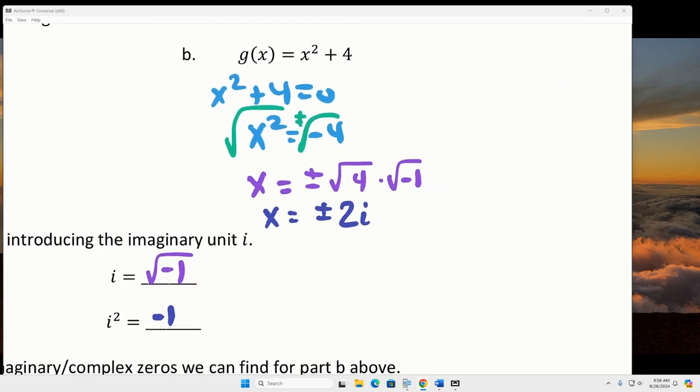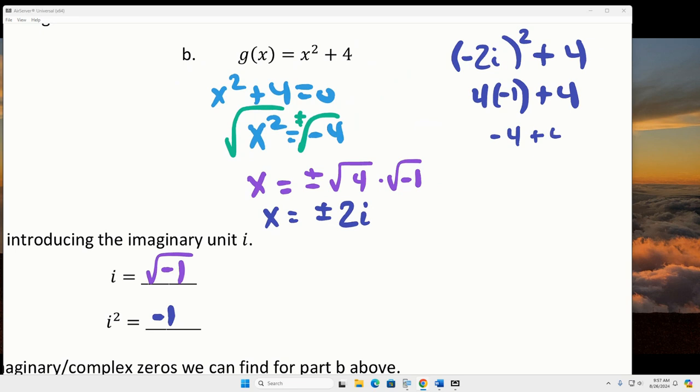All right, so let's make sure that when I plug in, let's just do -2i. If I plug in -2i into my function, see if we actually get 0. All right, so what is -2 squared? 4. And what is i squared? Yes. All right, and so I get -4 plus 4, which is 0. So it is definitely a 0. It's just an imaginary 0.